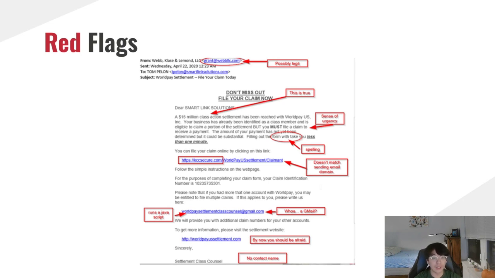So sincerely, Settlement Class Counsel. And this person or team that sent it doesn't even have a contact name. So that's another red flag. So from this evidence, we can notice that this is a scam, and we should not trust this phishing scam.